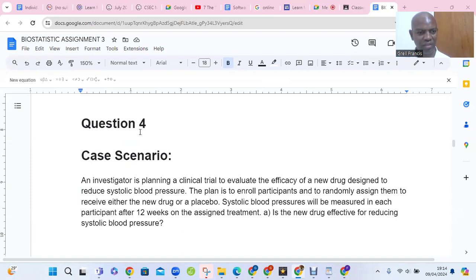So here's the actual question number 4, a case scenario. It says an investigator is planning a clinical trial to evaluate the efficacy of a new drug designed to reduce systolic blood pressure. The plan is to enroll participants and randomly assign them to receive either the new drug or a placebo. So you have two independent groups, the new drug group and the placebo. The systolic blood pressures will be measured in each participant after 12 weeks on the assigned treatment. So the research question here is: is the new drug effective for reducing systolic blood pressure?